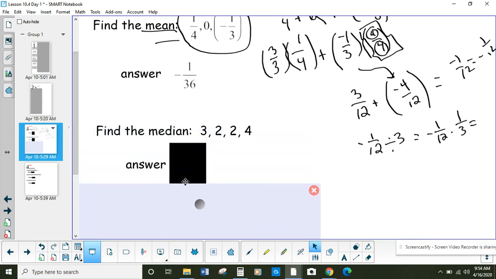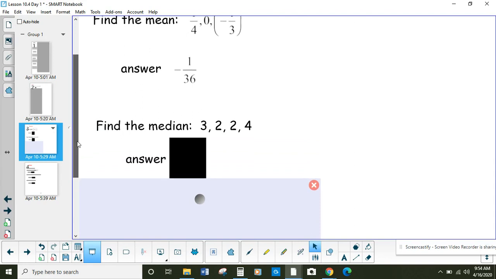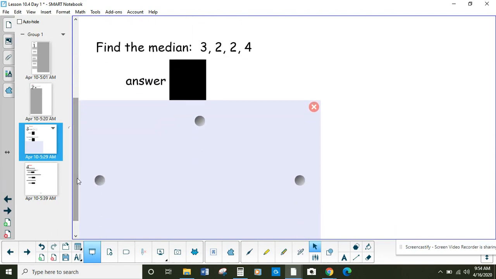How about the median for this data set? Pause the video, try that. So the median for this data set, I put them in order from least to greatest. Cross them out as you go, especially if you have a long list, right? Cross them out as you go. When I get to the middle, if there's nothing there, then I take the 2 in the middle, and I find the mean for those two.